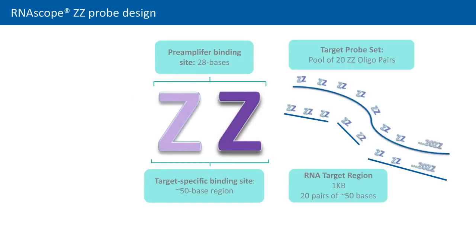A standard RNAscope probe for a target sequence of 1,000 bases or more will consist of 20 ZZ pairs pooled together and designed to hybridize next to each other along a target region. This allows for a tremendous amount of amplification and signal potential. However, only a few Zs are needed to bind to the target RNA sequence in order to generate enough signal for molecular detection.